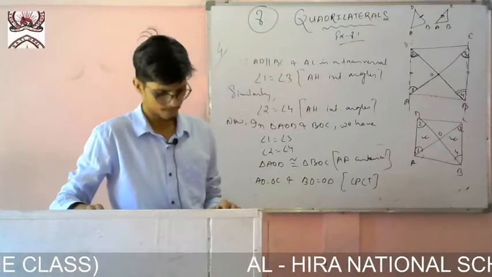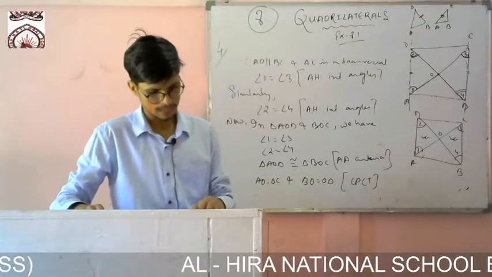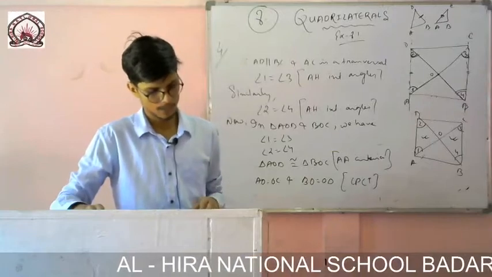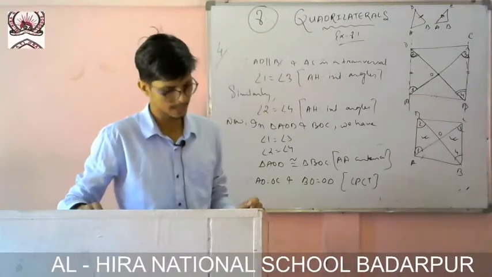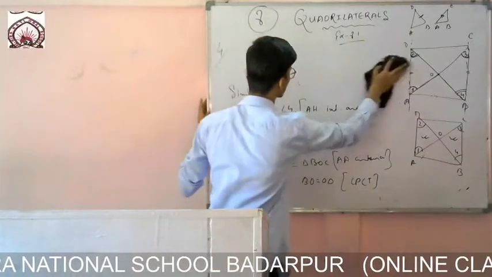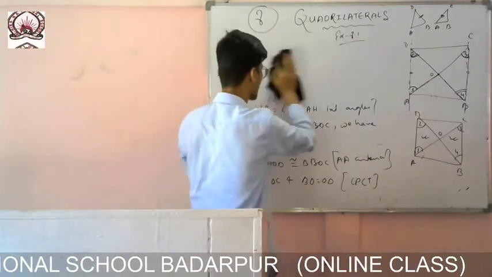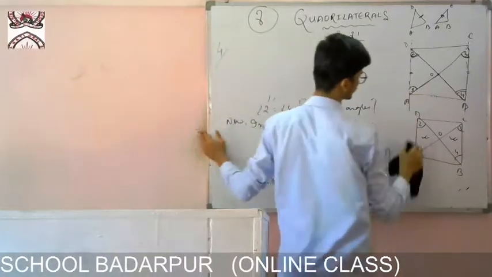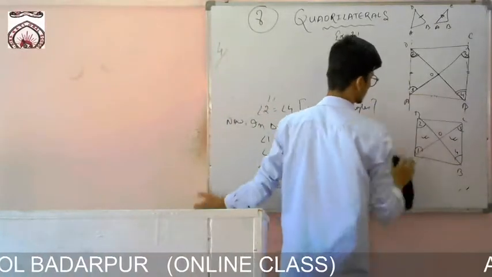So this one is finished. Then the last part is that we have to show that each angle is equal to 90 degrees, and bisection we have shown. Now I have to show that they bisect each other at right angles.